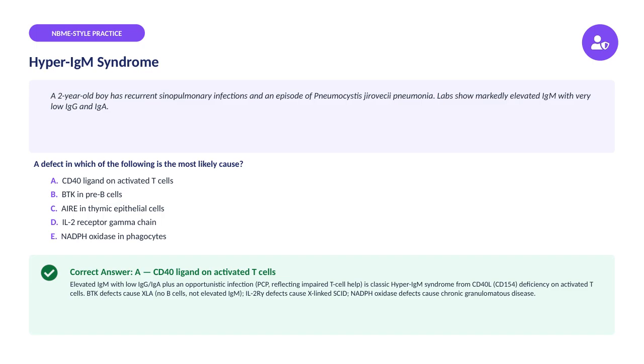Without this interaction, the immune system can't produce enough of the other antibody classes, leading to susceptibility to infections like pneumocystis. Other options don't fit as well. BTK mutations cause X-linked agammaglobulinemia with absent B cells, not just high IgM. Defects in the IL-2 receptor gamma chain cause severe combined immunodeficiency. NADPH oxidase defects cause chronic granulomatous disease, which affects phagocyte function, and AIRE defects lead to autoimmune issues but don't explain this antibody pattern. So the key feature here is the impaired T cell help due to CD40 ligand deficiency.